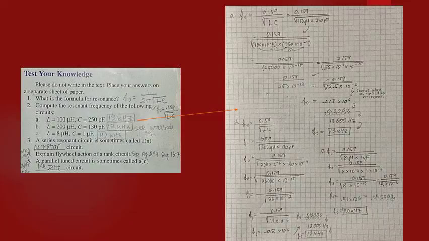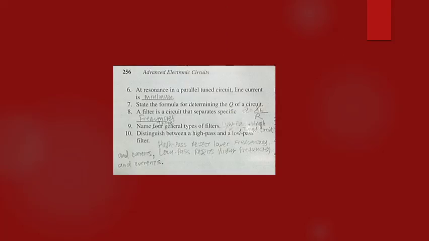Question number 5. A parallel tuned circuit is sometimes called a filter or an reject circuit. Question number 6. At resonance in a parallel tuned circuit, the line current is minimum, or at minimum. Number 7. State the formula for determining the Q of a circuit, and that is Q equals inductive reactance divided by resistance. Number 8. A filter is a circuit that separates specific currents.